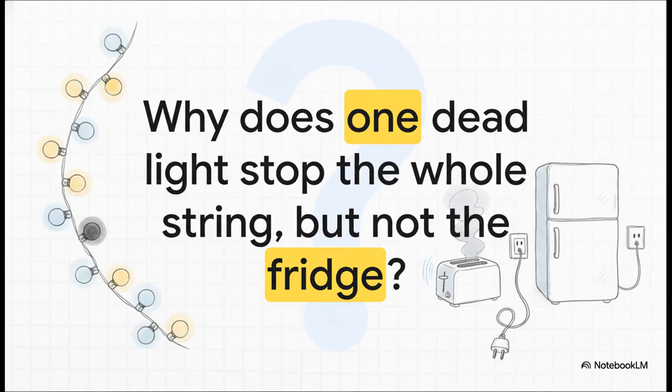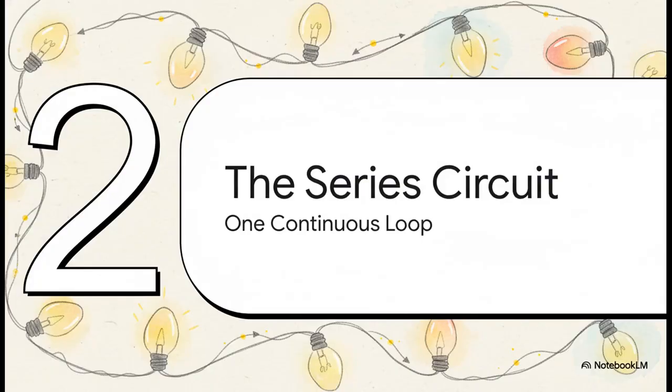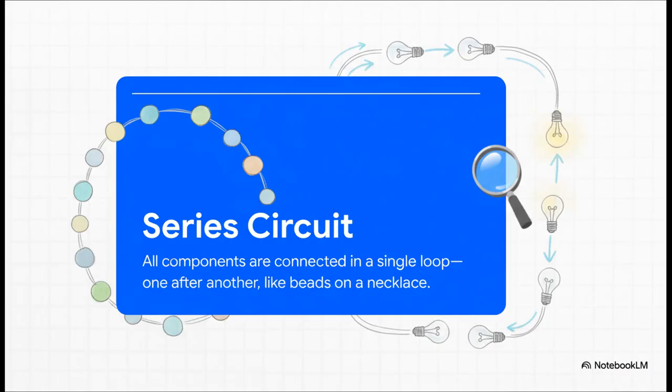Well, the secret is all in how they're wired. Okay, so the main culprit behind that frustrating holiday light problem is something called a series circuit. And really, the best way to think about it is like a one-way street for electricity. Just one single lane. So what is a series circuit? Well, it's where all the components are connected end-to-end in one single, continuous loop. A great way to picture this is like beads on a necklace. The electricity has to flow through the first bead, then the second, then the third, and so on. There's only one path it can possibly take.